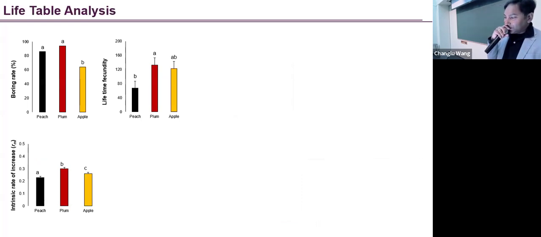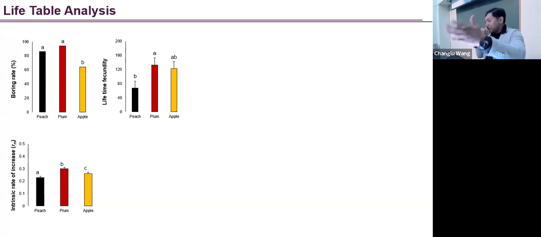Now, still there is a question. As I showed you in my first work, boring rate is lower on apple and fecundity is higher on apple, and the intrinsic rate of increase also. That means what I want to say is that we found plum and apple fruit is the better fruit source, right? Immature plum and apple.